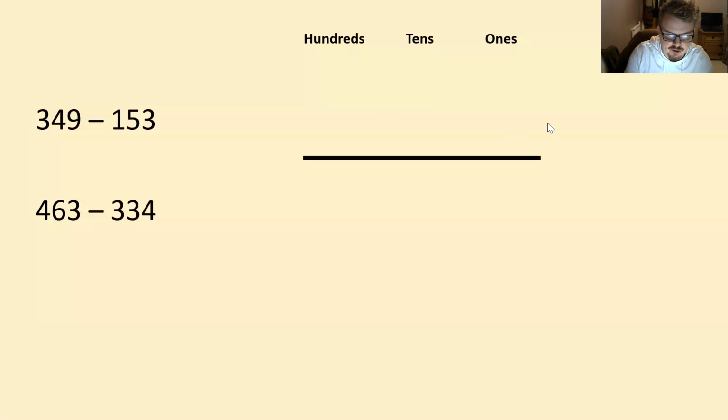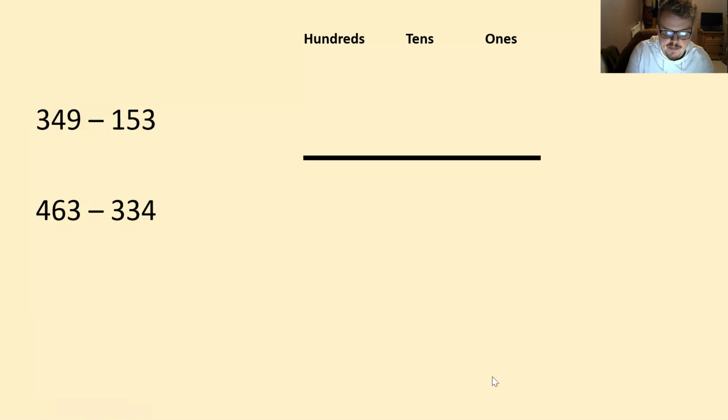Hello, in this video, we are going to look at how we subtract using the column method. So the way we do this is if we look at the questions on the left-hand side of the screen, there are two to answer. We've got 349 subtract 153. That's the first question. And the second question is 463 minus 334.